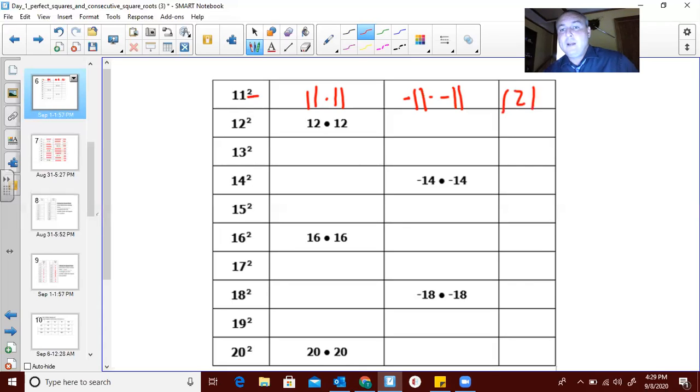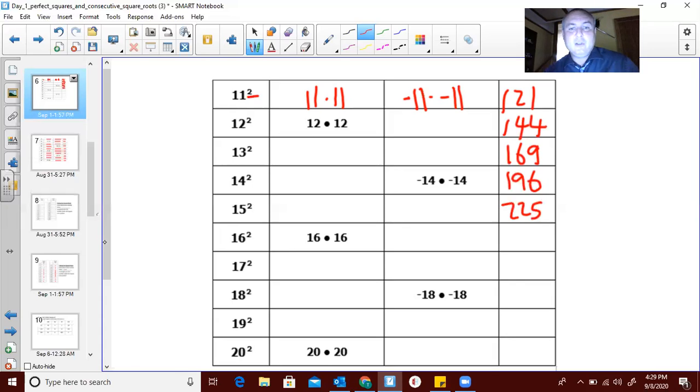12 squared is 144. I'm going to do the ones I know offhand. 13 squared is 169. 14 squared is 196. 15 squared is 225.